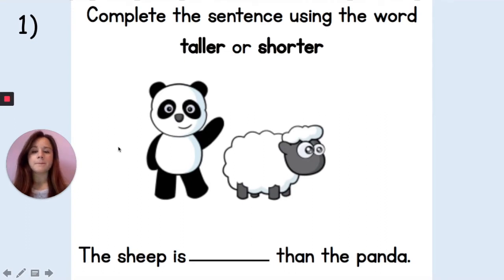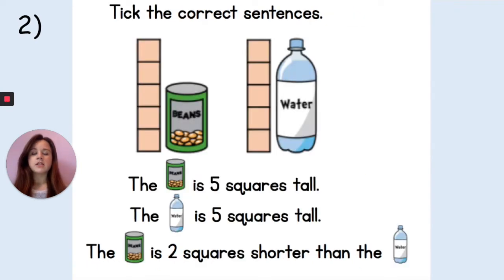Question number 1. Complete the sentence using the word taller or shorter. The sheep is taller or shorter than the panda. Pause the video to write your answer. The sheep is taller or shorter than the panda.